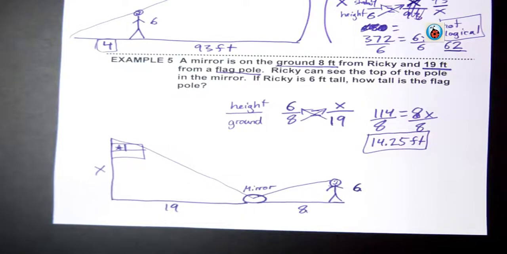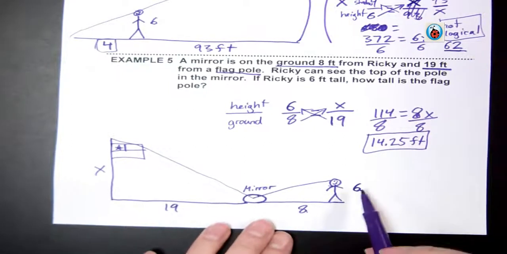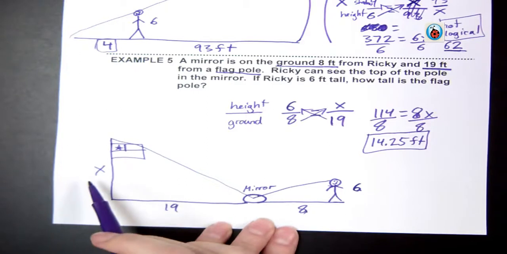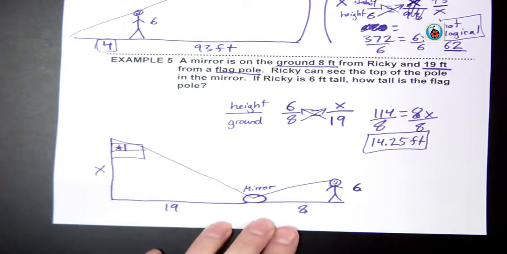And we check, is that logical? Yes, it's a little, 6 over 8 was a little shorter. 14.25 over 19, it's a little bit shorter. That's a logical answer. We are done with our examples.